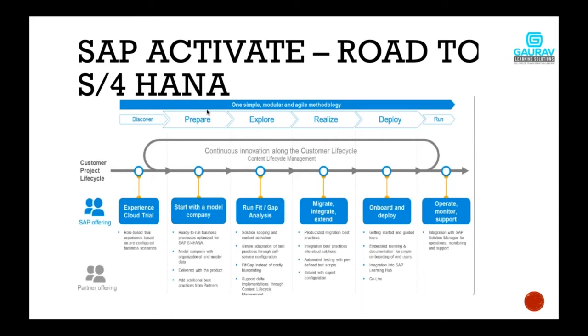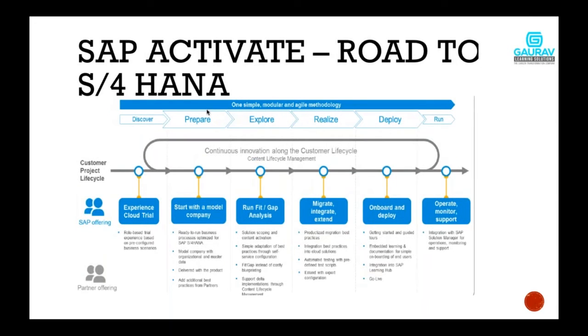One very important thing: we understood the phases. It is discover, prepare, explore, realize, deploy, and run. But what you can see here is this iteration. What do you mean by this iteration? This means we are following agile methodology. What do you mean by agile methodology now? If you remember, I told you in SAP ASAP methodology, you cannot go to the explore phase until you complete the prepare.